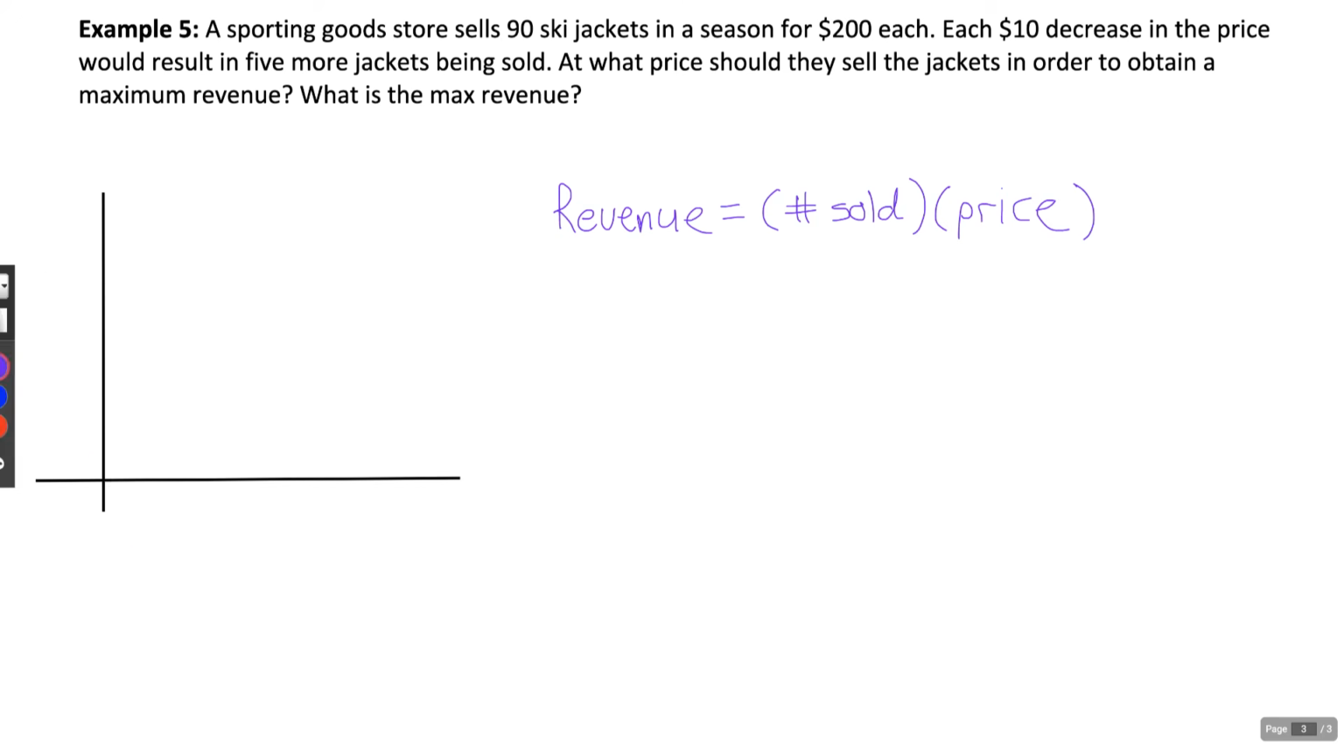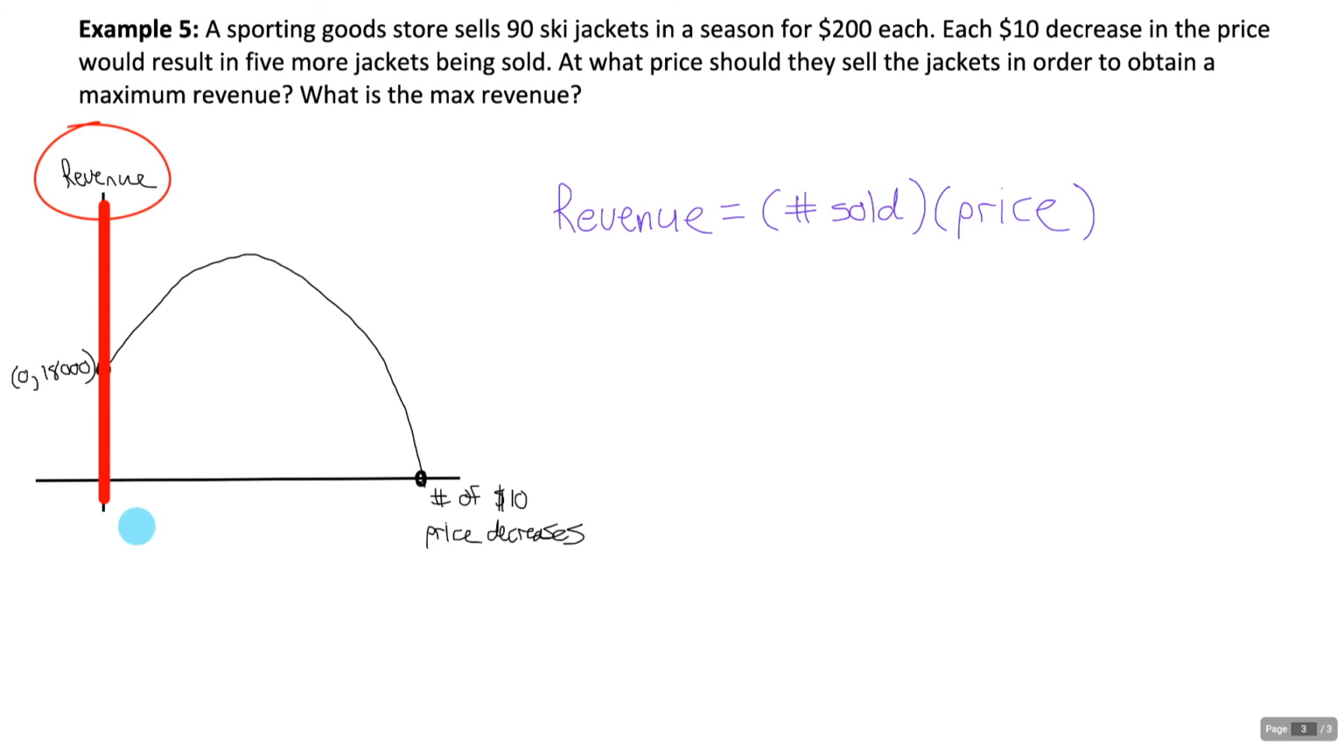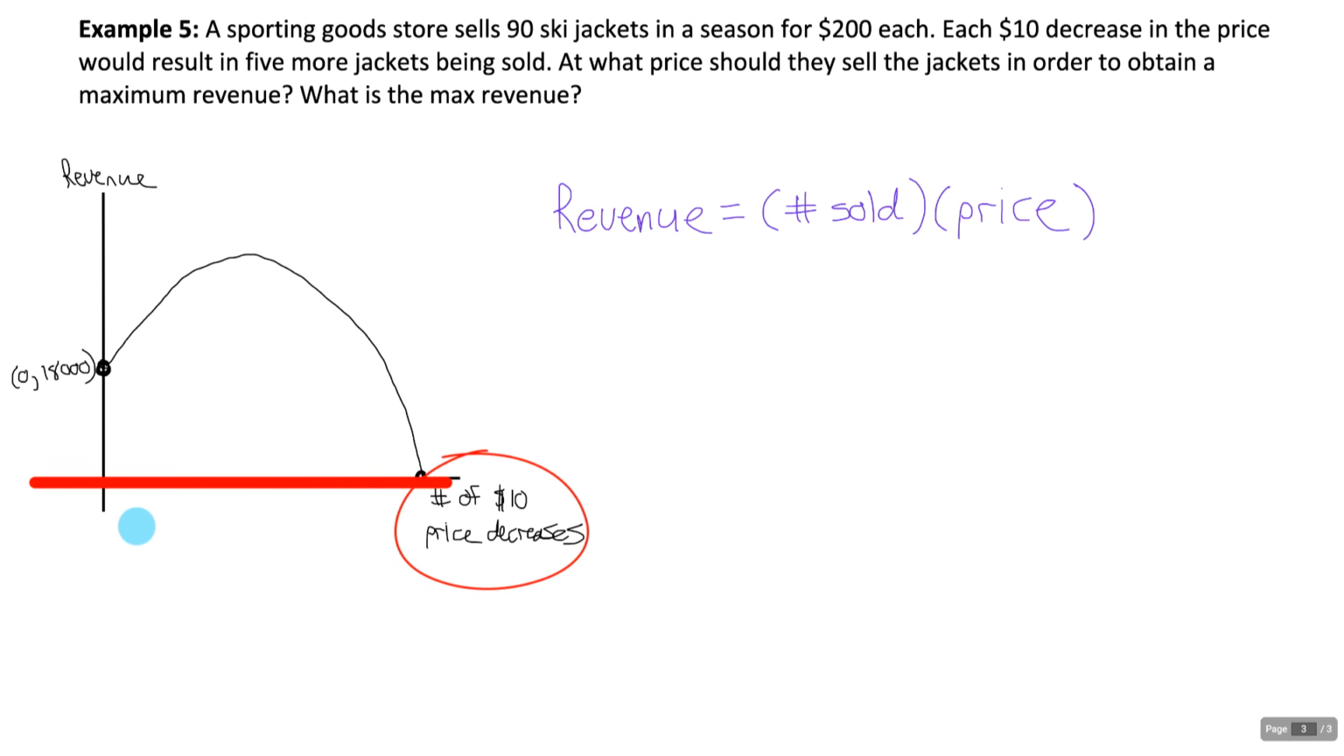Let me draw a diagram of this relationship. So if you look at my graph, let's look at a couple things. First of all, the y-axis I've labeled revenue. That's going to be my dependent variable. And what does that depend on? In this question, it depends on how many times they're going to decrease the price by $10. So actually, at the start of my question, let me define n, I'll make that my independent variable, as number of $10 price decreases.